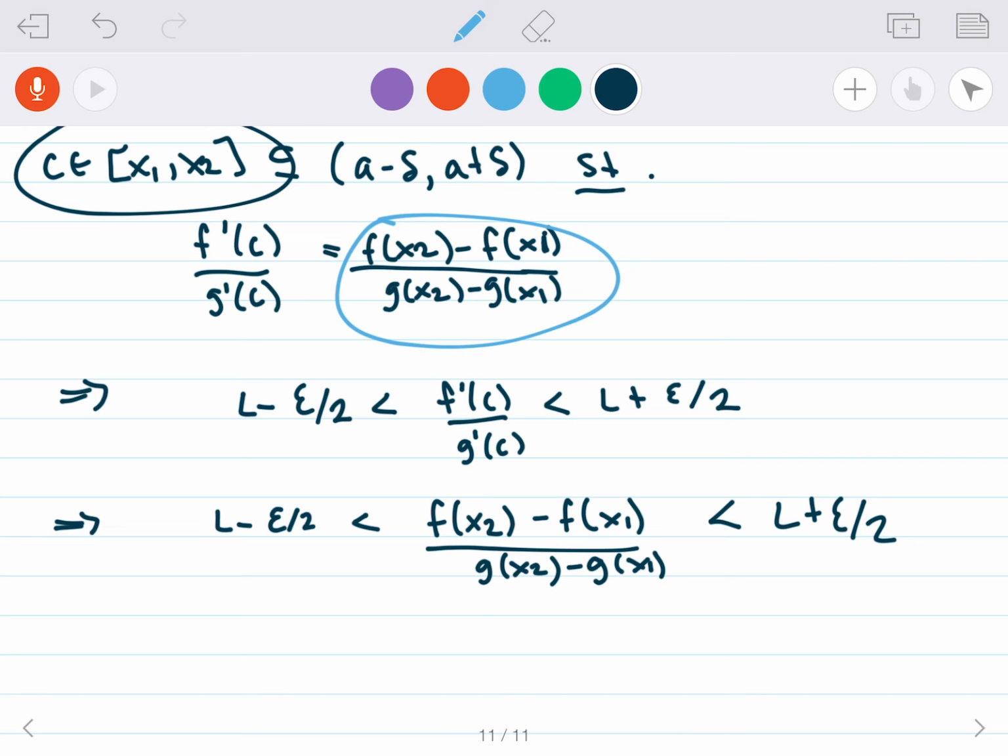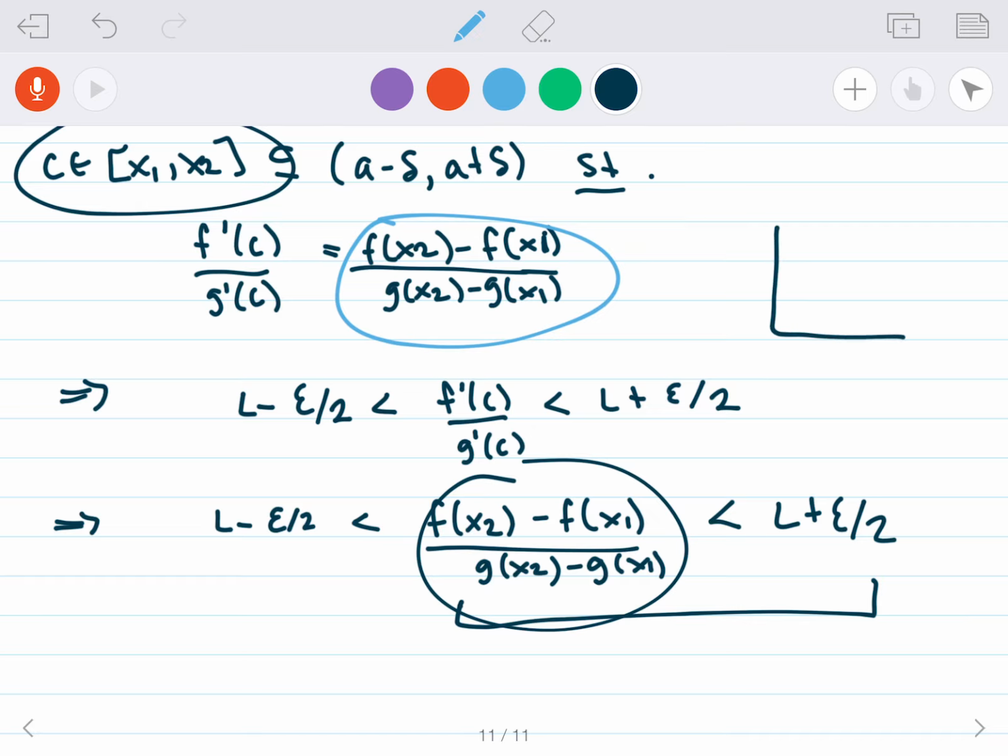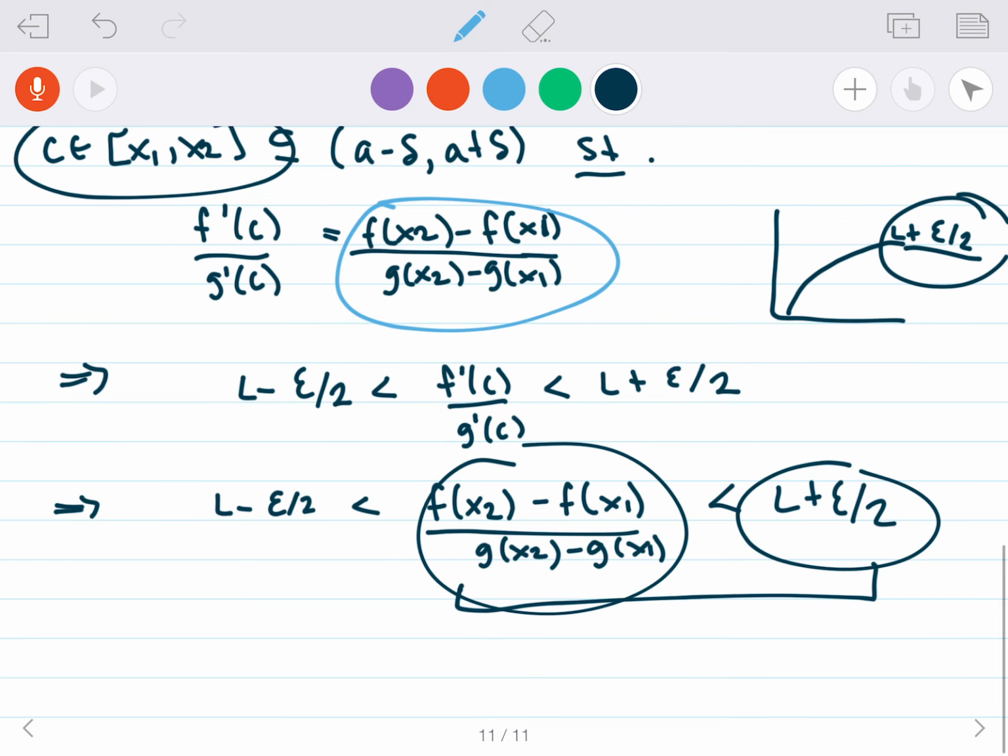So here's the crucial piece. Remember, when you take the limit of something and that thing is less than something, that strict inequality could change to equality. So we have this weird function, and it's less than L plus epsilon over 2. When I take the limit of this thing, even though we're not equaling this in the functional sense, it's possible that the limit could actually equal that. So that's the idea here.